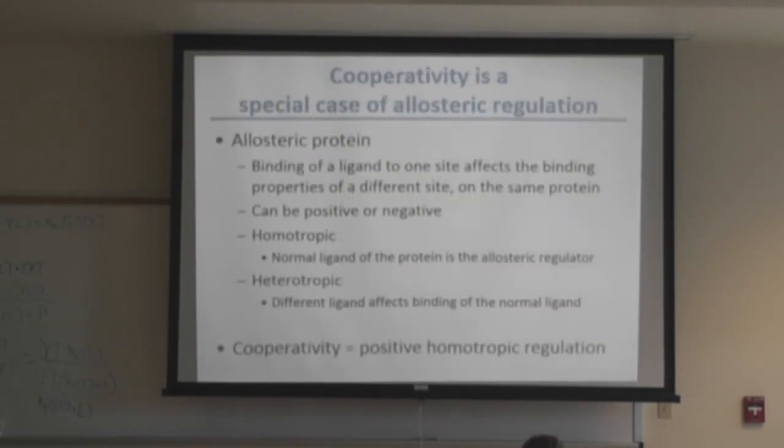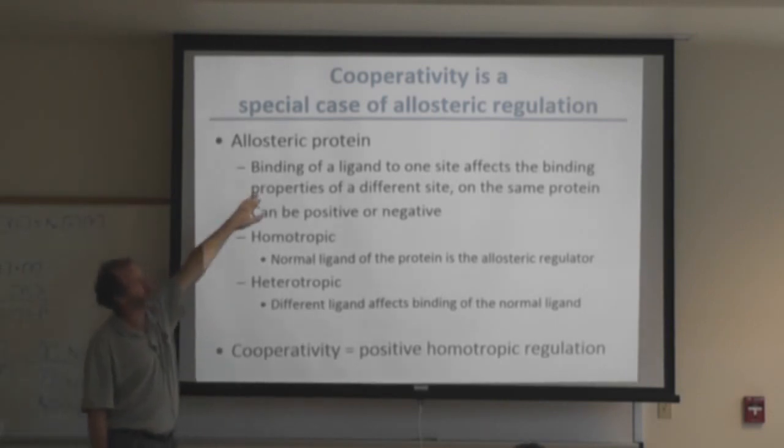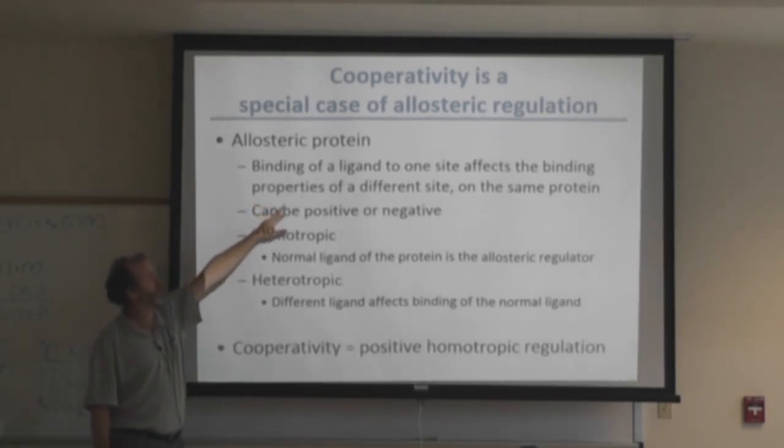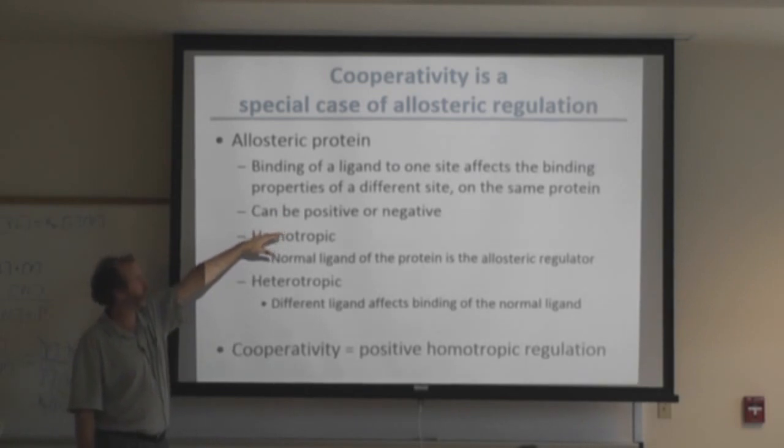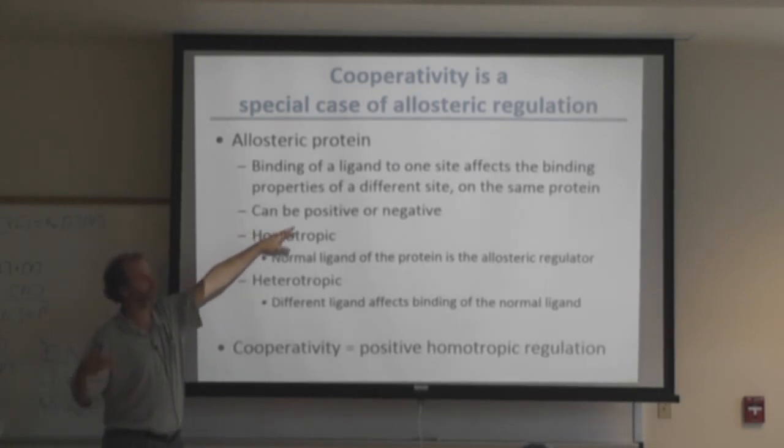And cooperativity is a special case of allosteric regulation. And you'll see allosterism is really important in biochemistry. So that's how most of metabolism is regulated, via allosteric interactions. So an allosteric protein is one where binding of a ligand to one site affects the binding or properties of a different site on the same protein. It can be both positive and negative.